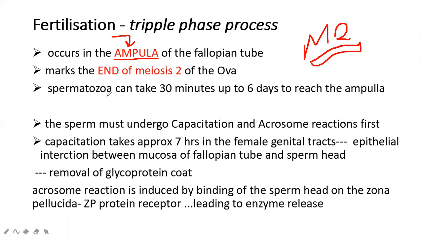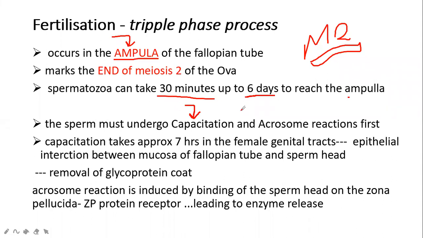Now, the spermatozoa that are inserted within the female genital tract take approximately 30 minutes, sorry, to move from the cervix to the ampulla, the ampullary region, but it can be delayed up to 6 days. And in the process of moving, there should be a process we call capacitation. So that is preparation.